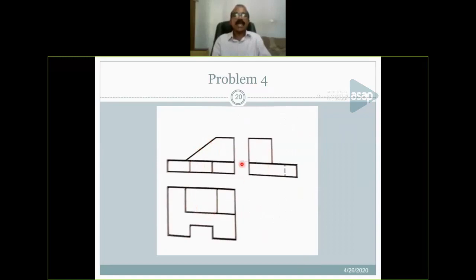For drawing the left side view, you have to draw the right profile plane, then draw a 45-degree inclined line, then draw horizontal lines from the plan and vertical lines from the 45-degree inclined lines. You have to plot the side view also.